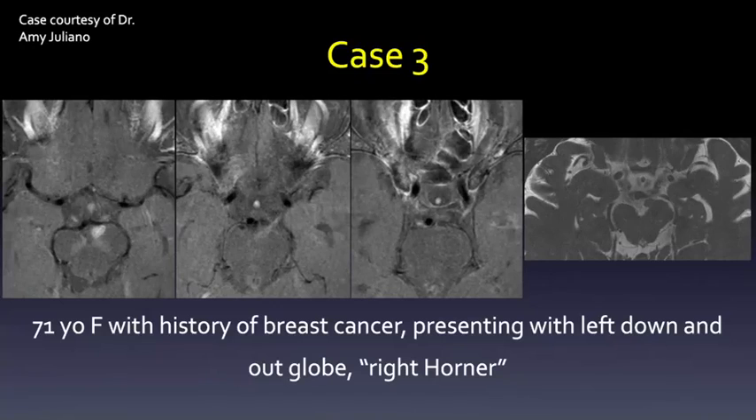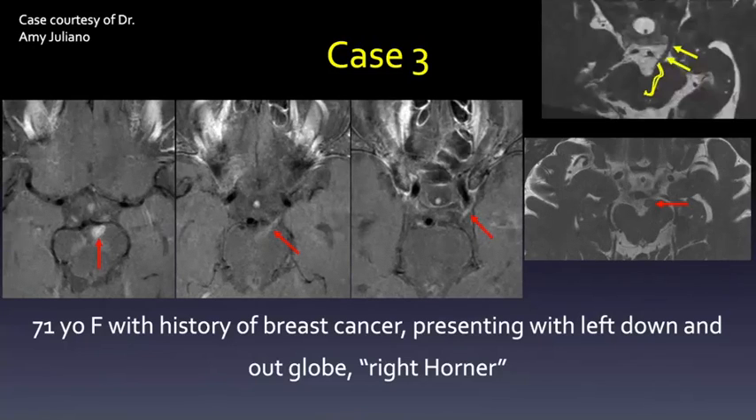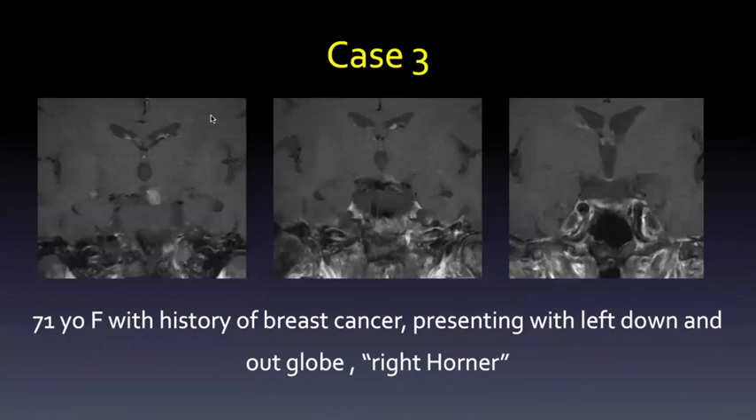Here you can see nodular enhancement along the cisternal segment of the left third cranial nerve with abnormal enhancement throughout the cisternal segment. Here again in coronal, you can see the same findings. She was tapped and found to have leptomeningeal carcinomatosis of her left third cranial nerve secondary to breast cancer.